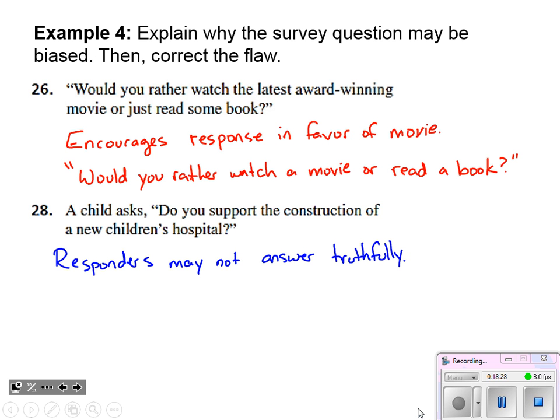If a little child comes up and says, would you support the construction of a new children's hospital? Even if you were against that, because you're answering a child, you may be more likely to say, oh, yeah, I do, even if you truly don't support that. So the fact that a child is asking the question for a children's hospital might affect some people's responses and kind of take away from the validity of that.